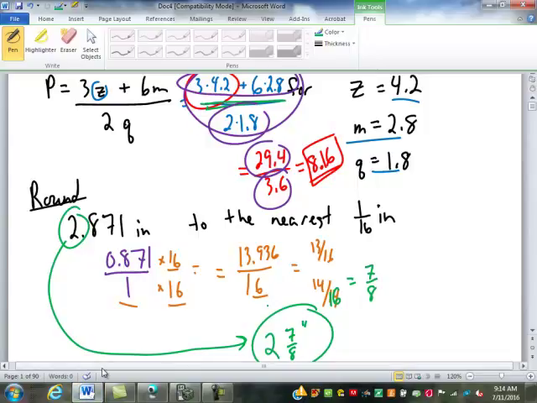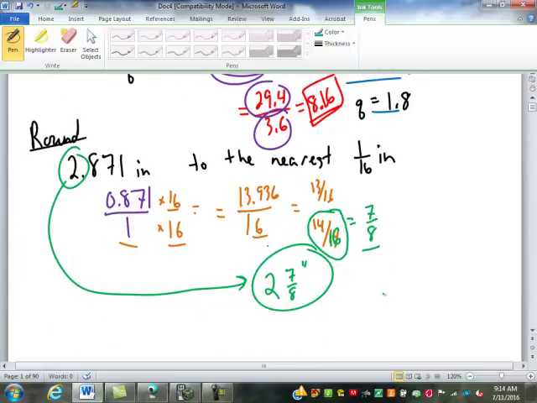Yes? Yep, even though I asked for the nearest 1/16, you get 14/16, it can reduce to 7/8. 7/8 is still to the nearest 16th, it's just been simplified. Okay. I get that question a lot actually on these. It's like, why did you put it as 7/8 when you asked for it to the 16th? Because that is still a 16th, it's just a simpler form of it.